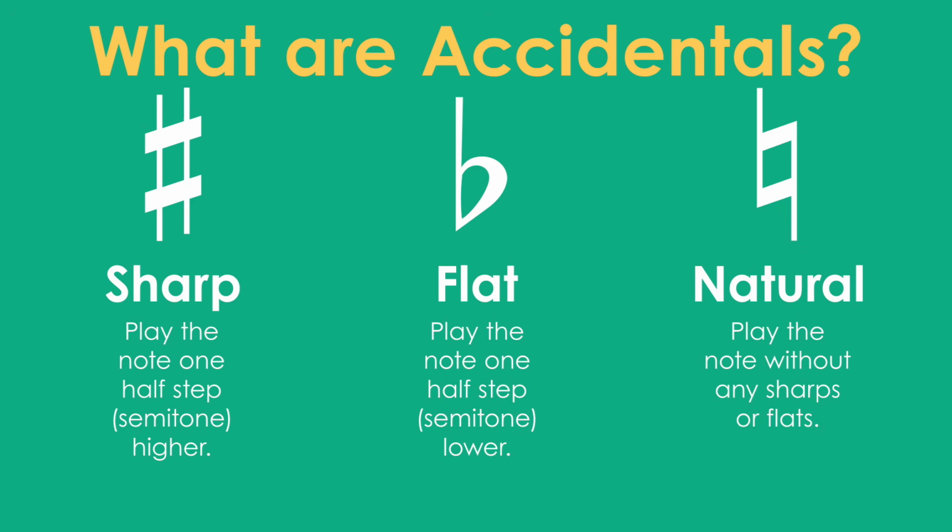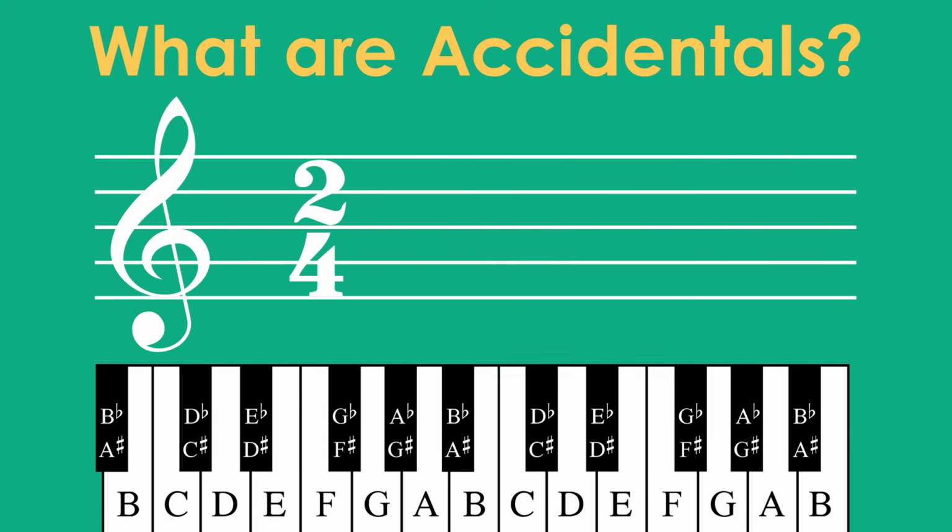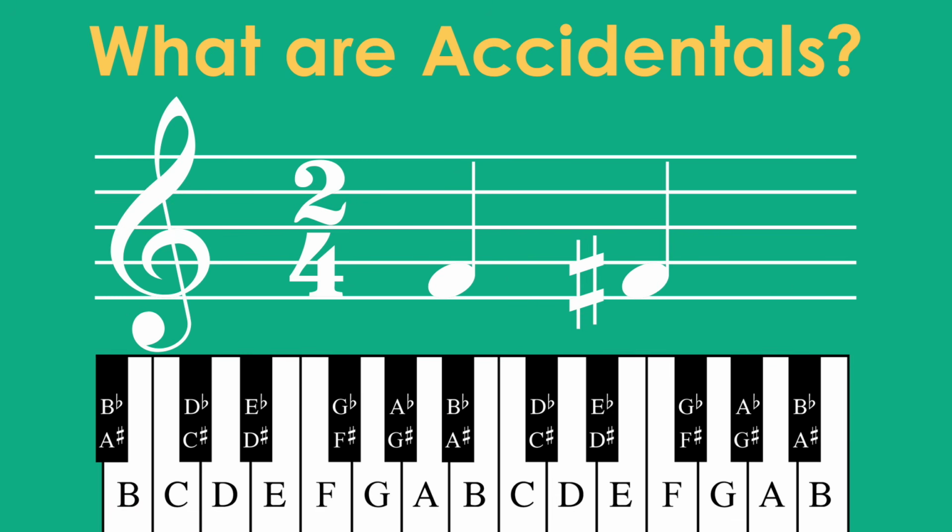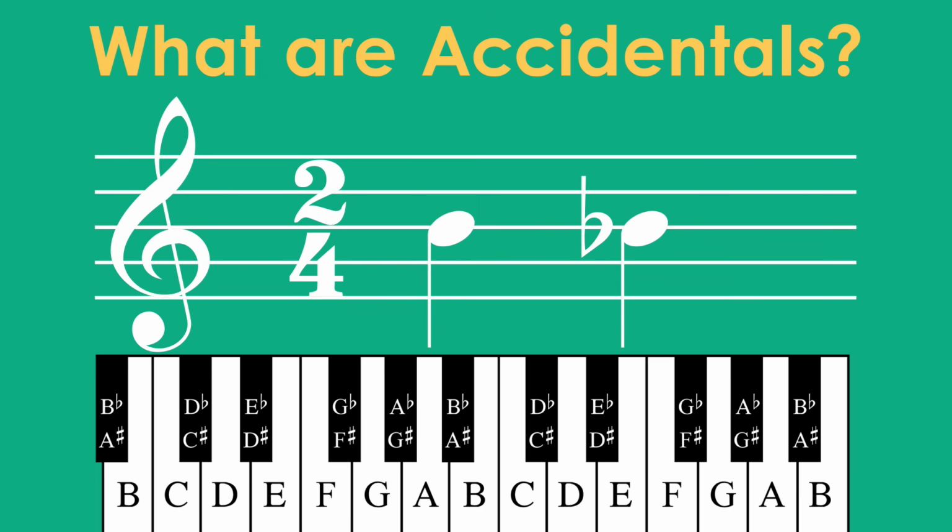Let's take a look at a couple of examples. In this first example, we have two notes, but the second note has a sharp sign on it. So this would be played F, then F sharp. Let's do another example with a flat sign. So again we have two notes, but the second one has a flat on it. So this would be played B, then B flat.